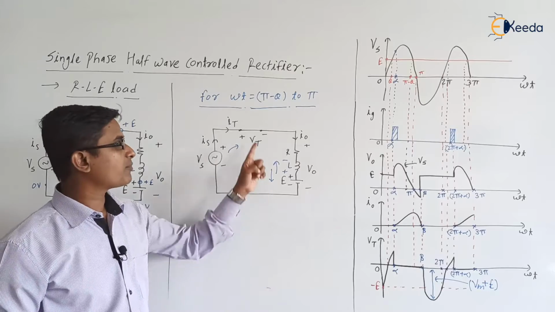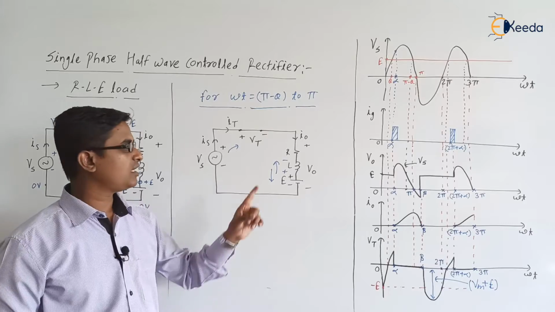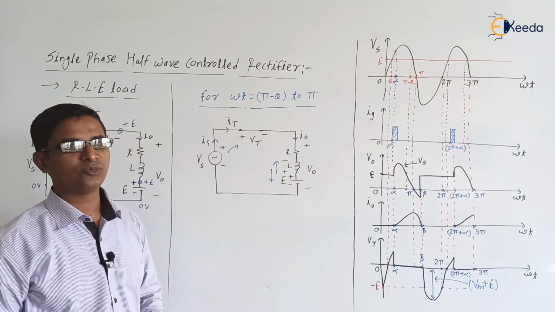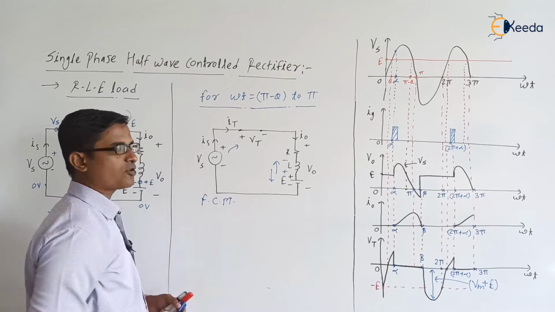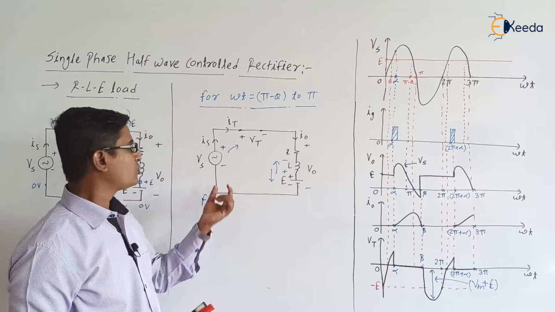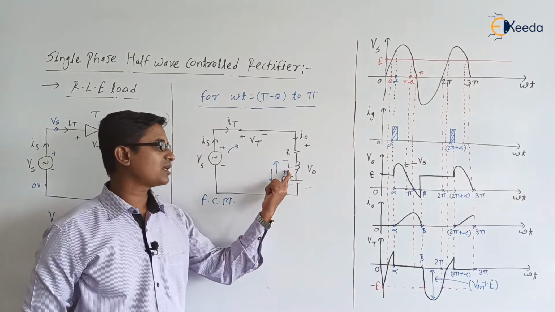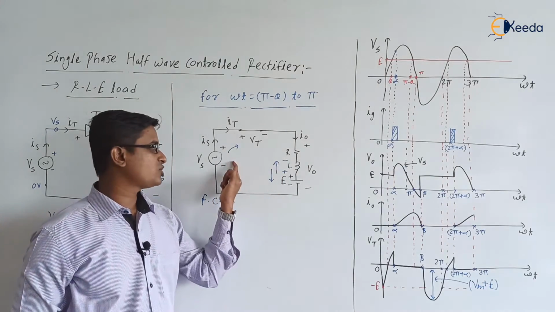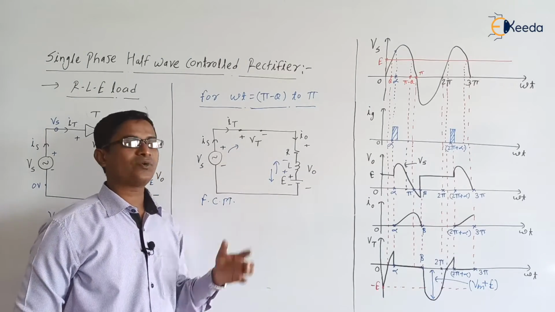So from pi minus theta to pi, even though Vs is less than E, our SCR will be in the forward bias mode, or the forward conduction mode. Are you getting the point? SCR is in the forward conduction mode. Why? Because the voltage across the inductor is added to the Vs, and the addition of these two is greater than that of the EMF. So that's why Vt will be in the forward conduction mode.